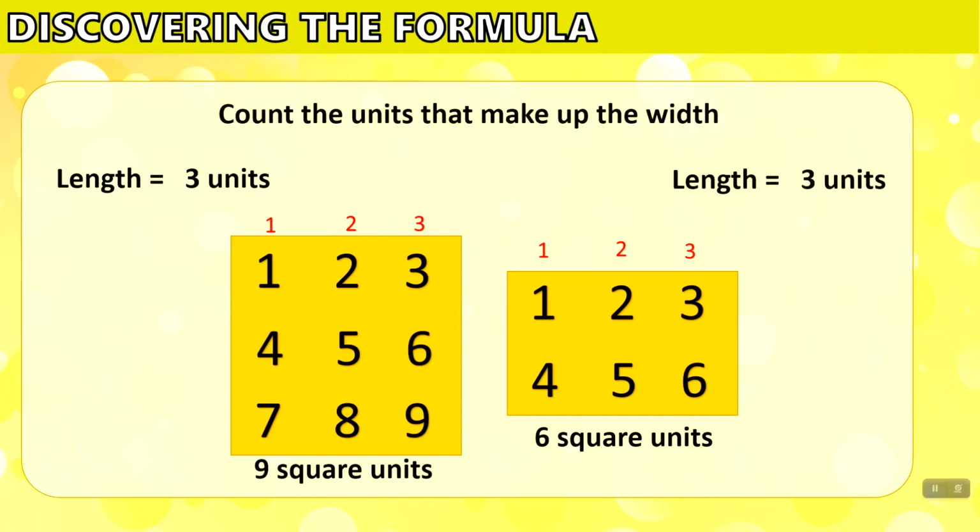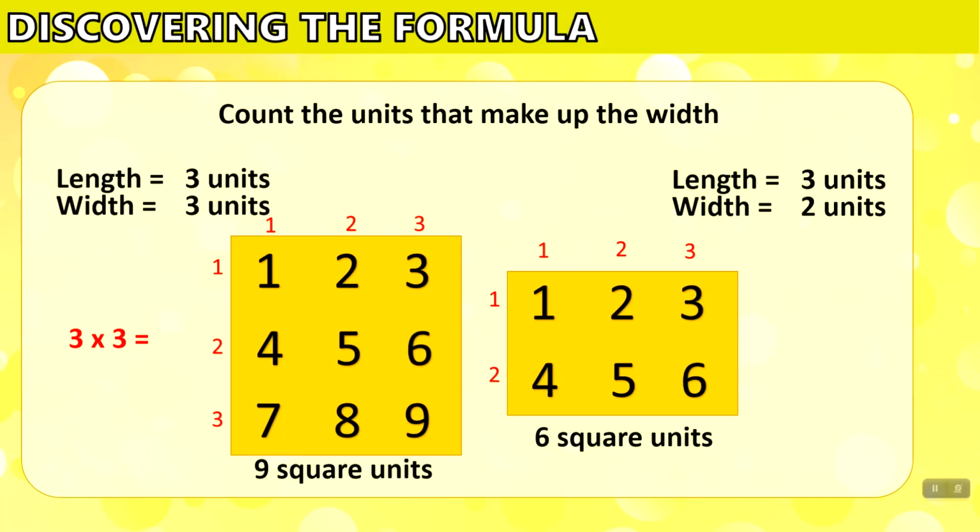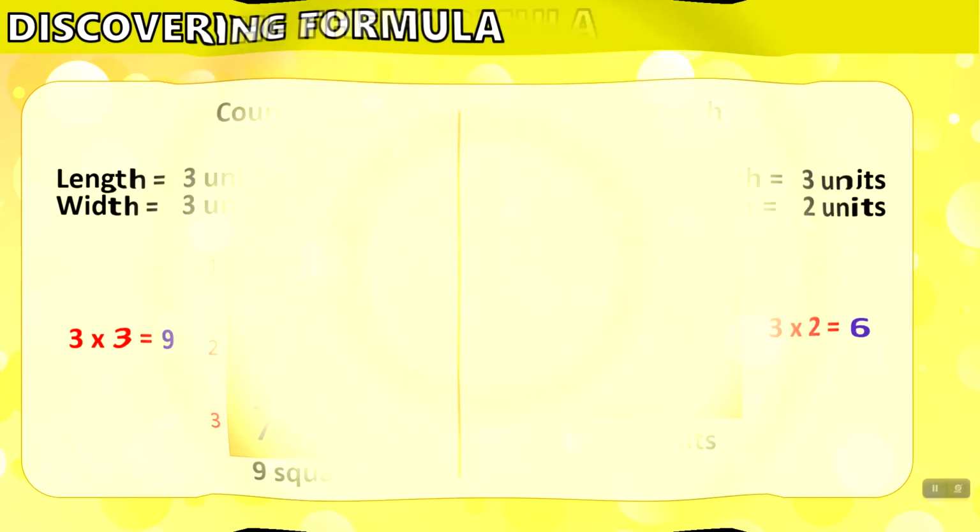And now let's count the width. The width in the first shape is 1, 2, 3 units. The width in the second shape is 1, 2 units. So what can we do with these numbers that we have counted? Well, if we multiply 3 units in the length by 3 units in the width, we get 9. In the second shape, if we multiply 3 units in the length by 2 units in the width, we get 6. And that is the number of square units in each one of the shapes.